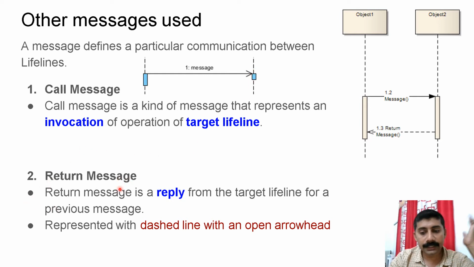Return message. Return message is nothing but the reply from the target. Return message is a reply from the target lifeline for a previous message, represented with a dashed line with an open arrowhead. Here you can see a call message and corresponding return message.